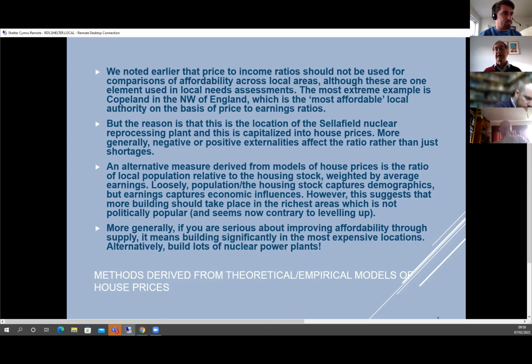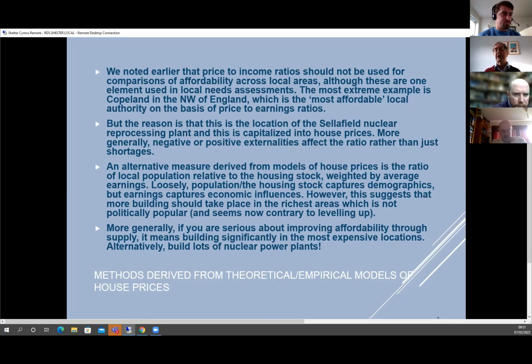The first of these measures comes from empirical models of the factors that affect house prices. We know quite a lot about this because there have been lots and lots of studies of the determinants of house prices across the country. And because it tends to be based more on theory and on empirical results, it avoids some of the problems associated with price to earnings ratios.